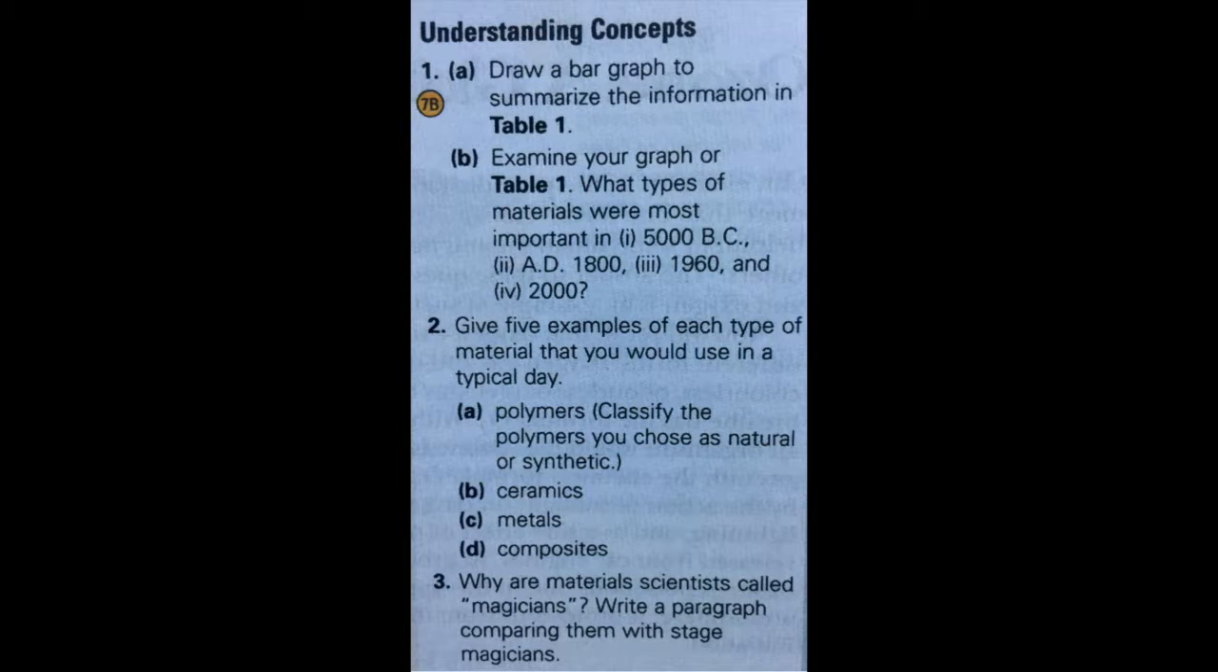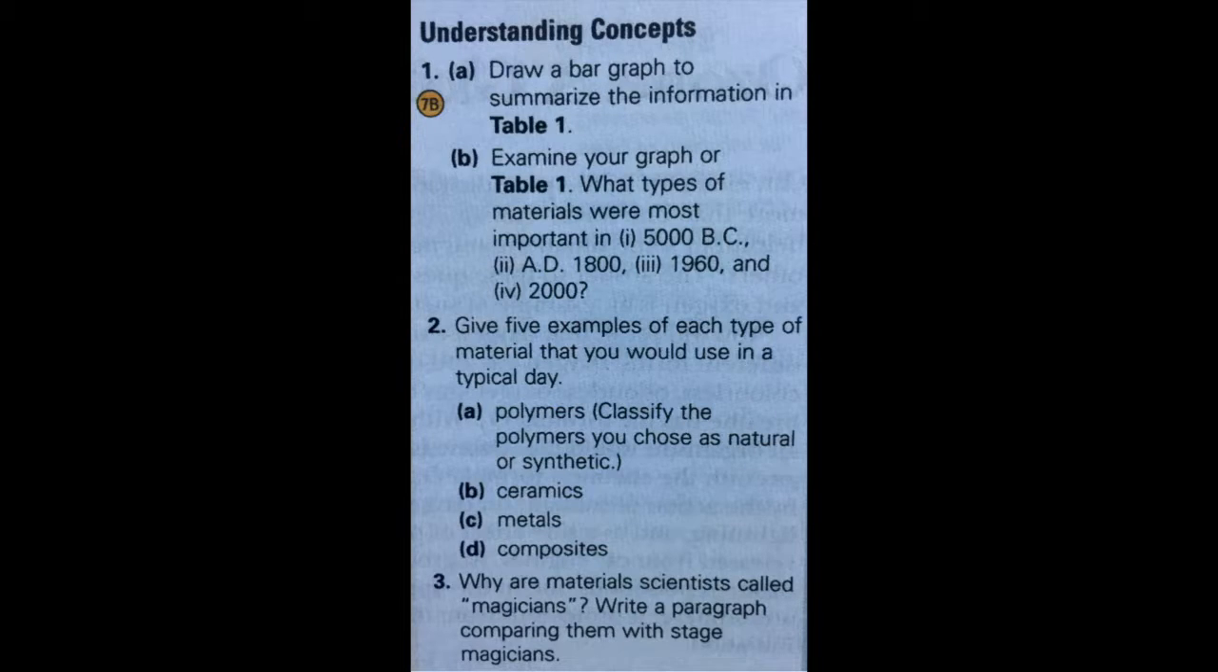Understanding concepts. Draw a bar graph to summarize the information in Table 1. B. Examine your graph or Table 1. What types of materials were most important in 5000 BC, AD 1800, 1960, and 2000? And we'll add one, 2017.